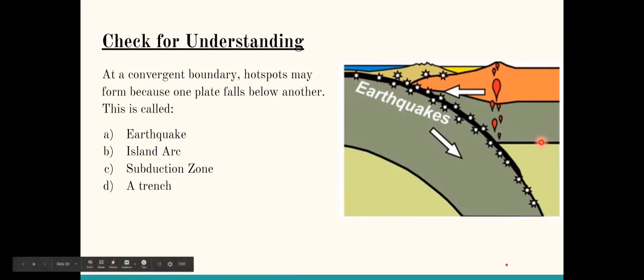Second question, at a convergent boundary, hotspots may form because one plate falls below another. This is called what? The image pretty much shows it, but doesn't give the answer exactly. You should remember that when one plate falls under the other, we call that a subduction zone.